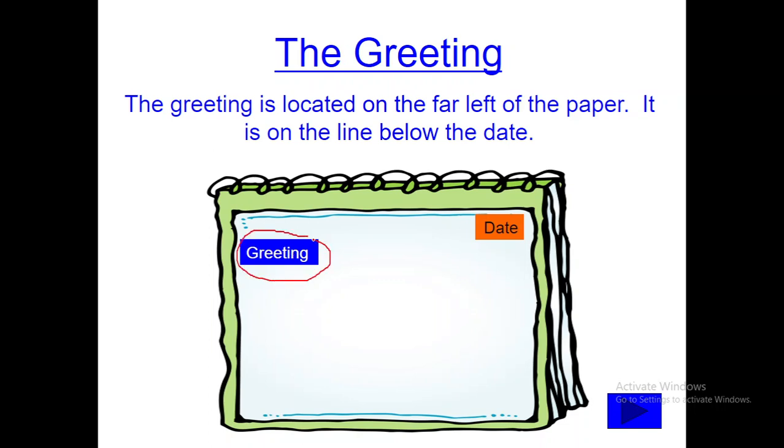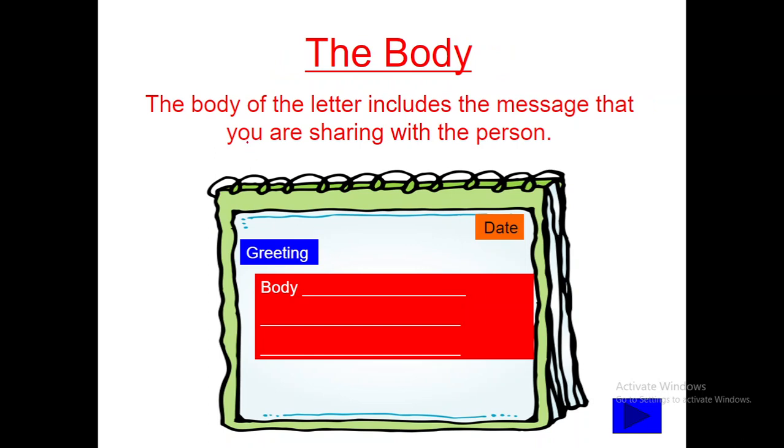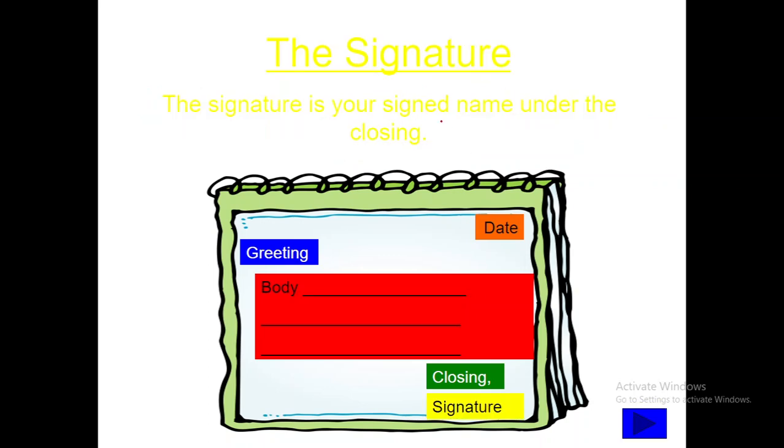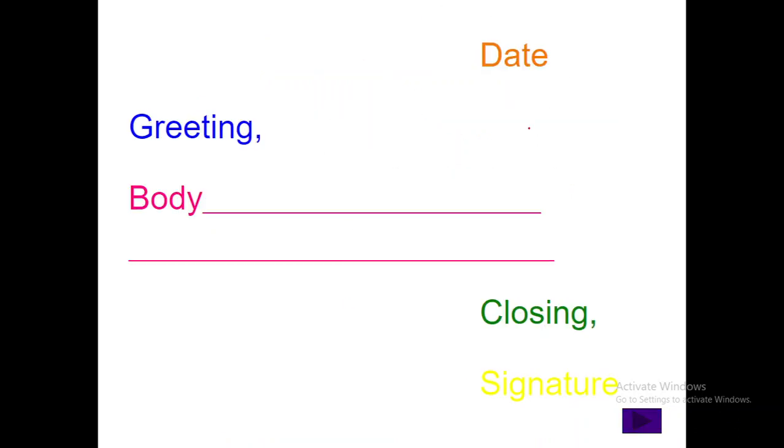This is how you write the greetings. And then comes the body. The body of the letter includes the message that you are sharing with the person, and this is how you write the body. And then we move towards the closings. The closing is located on the right hand side of the page below the body, and it usually includes words such as sincerely or your friend, and then you write your name. The signature is your signed name under the closing, and this is the format of an informal letter or a friendly letter. The date, the greetings, the body, and the closings, and after that you put your signature.